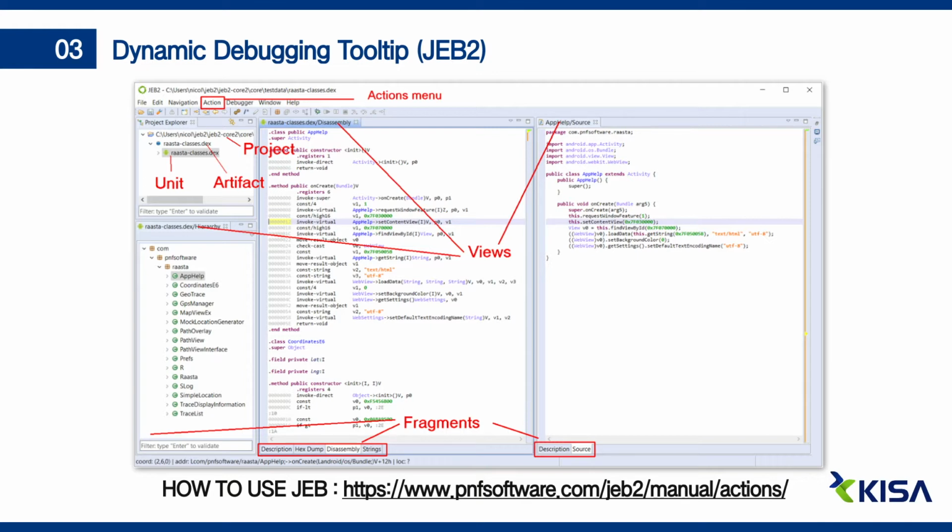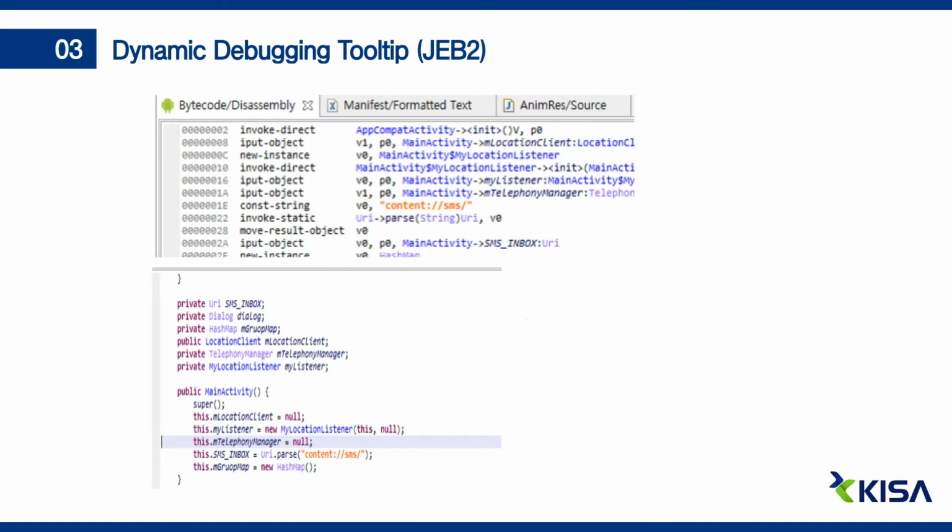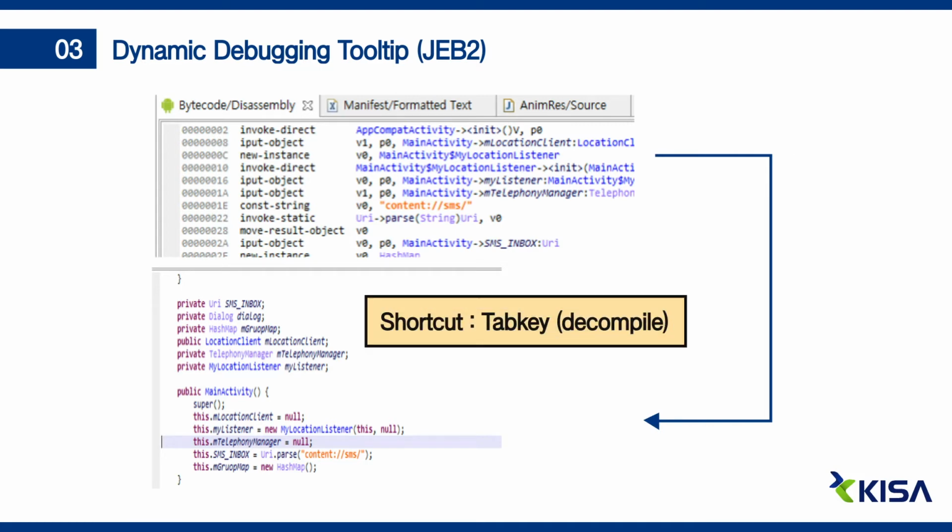For more information, visit the site below. As you can see on the screen, when converting this bytecode to Java source code for easy viewing, you can use the Tab and Q keys to decompile. The screen shows the hard-to-see bytecode being converted to Java source code.